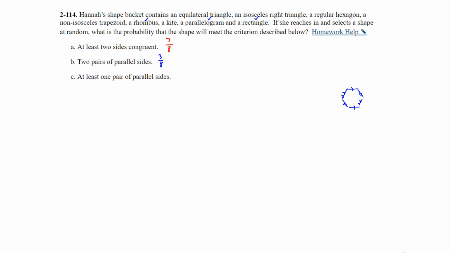And then on part C, at least one pair of parallel sides. So at least one pair, we can include the ones that we just have, but anything that has at least one pair. So the triangles are out again, but we can include a regular hexagon now because it has more than one. A non-isosceles trapezoid, that has at least one. A kite doesn't have any, so it looks like we added 2 more. So on this one, we would have 5 out of 8.